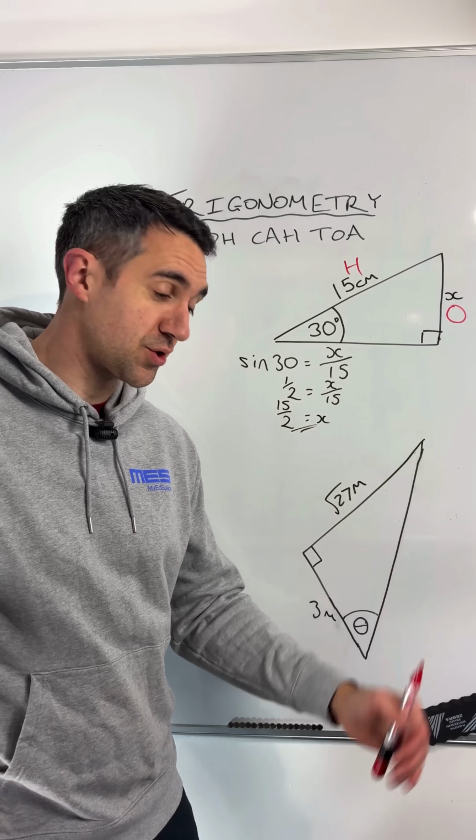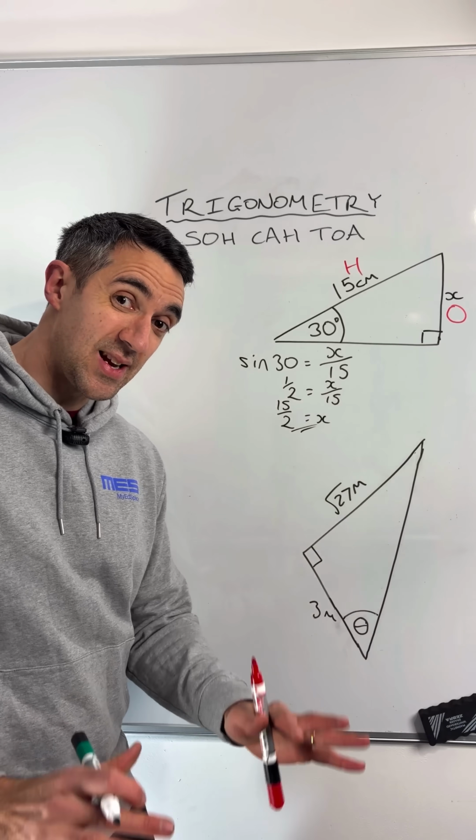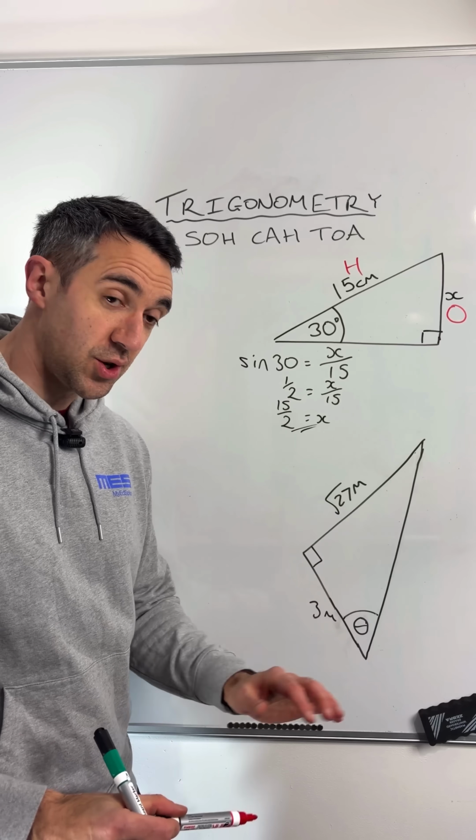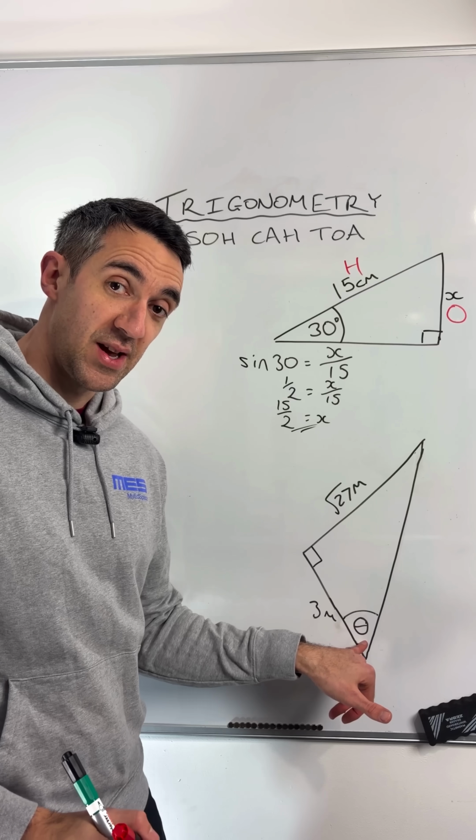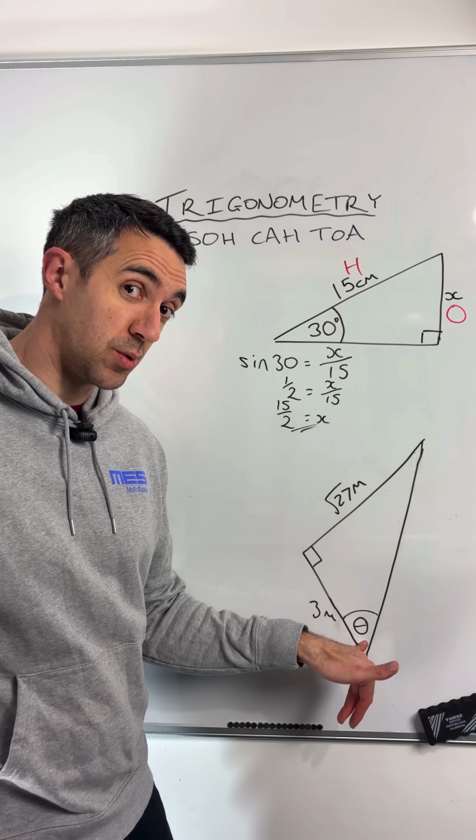Okay, so we've done our first triangle. So second one, exactly the same idea. We've got our right angle, so it's SOHCAHTOA. Angle's down here this time. We don't know what the angle is. That's what we're looking for.